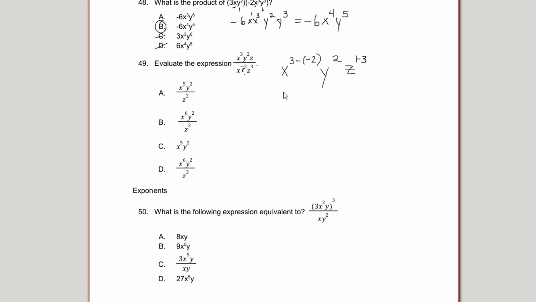So let's rewrite with our exponents all worked out. We have x to the 3 minus a -2. That becomes a plus. So 3 plus 2 is 5. Y squared, z to the 1 minus 3 is a -2. And if I look at my answer choices, we're writing them with positive exponents. So this z, which was to the -2, we'll put that down in the denominator as a positive exponent. And what matches that answer choice is answer choice A.